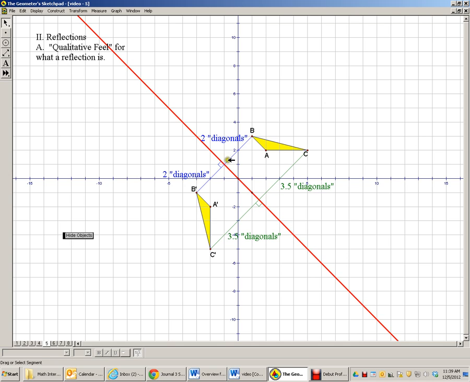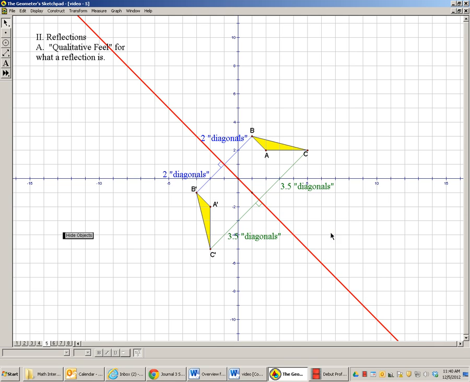So if I count diagonally perpendicular to the mirror, 1, 2, that's the distance of B to the mirror. Hence B prime needs to be 1, 2 on the other side. Okay? C is a distance of 1, 2, 3.5 diagonals from the mirror, and hence C prime needs to be a half, 1, 2, 3, 3.5 on the other side. A would have been a distance of 1, 2 diagonals, and hence A prime would be 1, 2 diagonals on the other side.